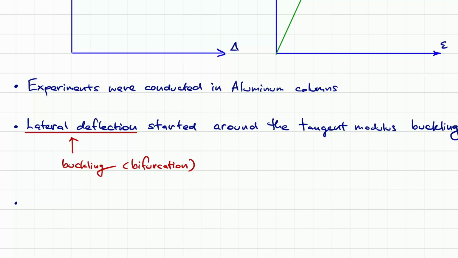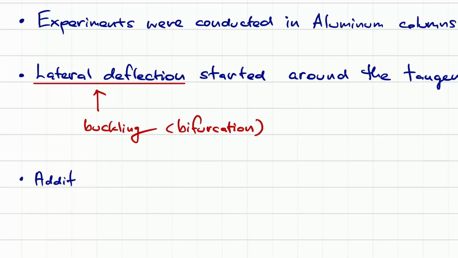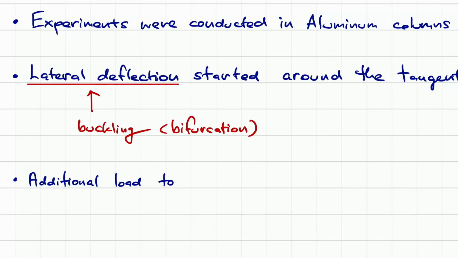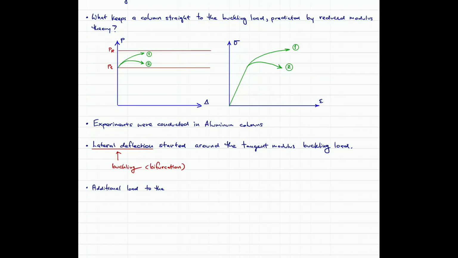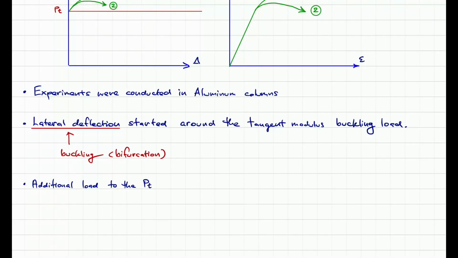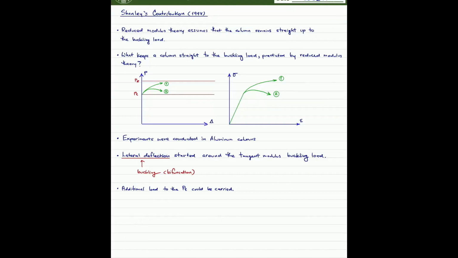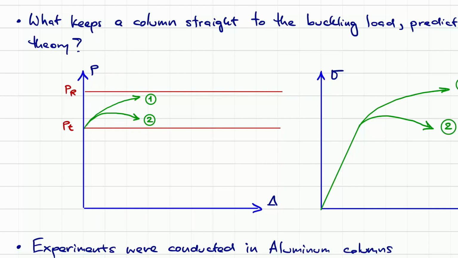The next observation is that additional load, which is additional to the PT, could be carried. So that means you find the evidence of buckling, but after that, more load than PT will still be carried. So it is above PT, but less than PR.